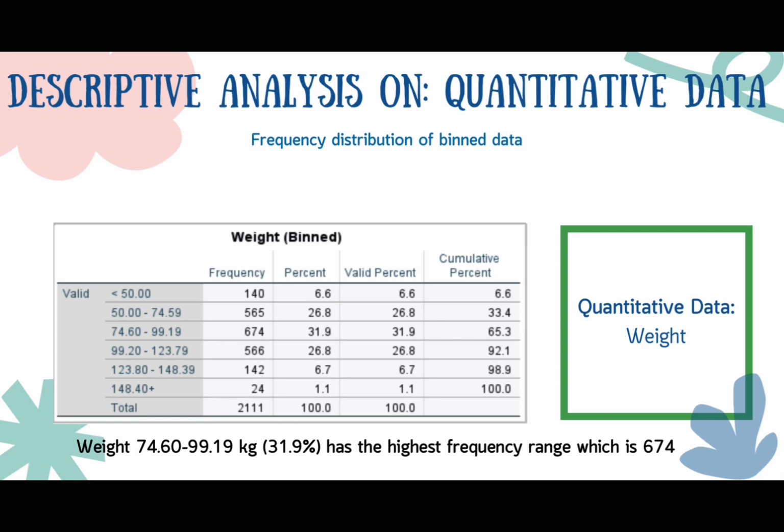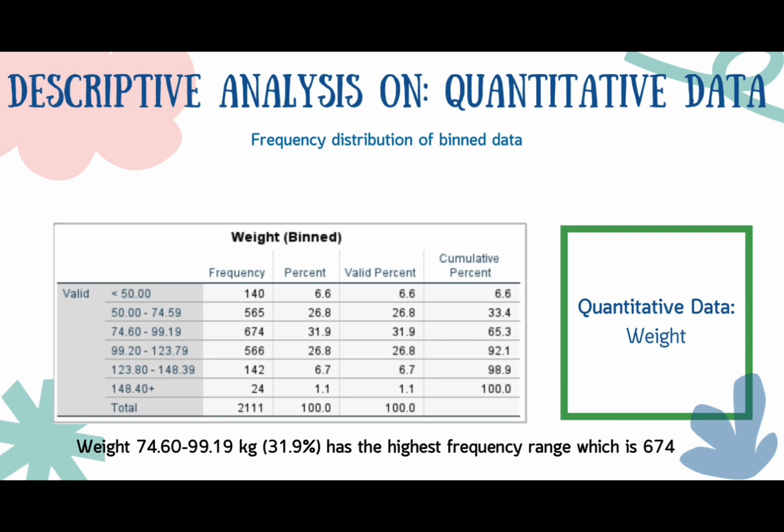The second and third highest ranges are 99.20 to 123.79 kilograms, 26.8%, and 50.00 to 74.59, 26.8%. Here these 2 ranges have 566 and 565 individuals. The lowest range is 148.40 plus kg, 1.1%, and the frequency level is 24. Here, most of the people are under high weight.